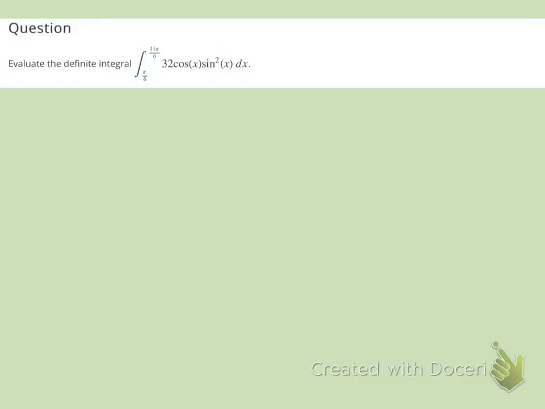So here's another definite integral where we're going to use u substitution. So I'm going to move the 32 out in front, and we have the integral from pi over 6 to 11 pi over 6. I'm going to move the cosine to the back with a dx because it's the sine function that's inside, the inside function. So we're going to let u equal sine of x, which means that du equals cosine x dx.